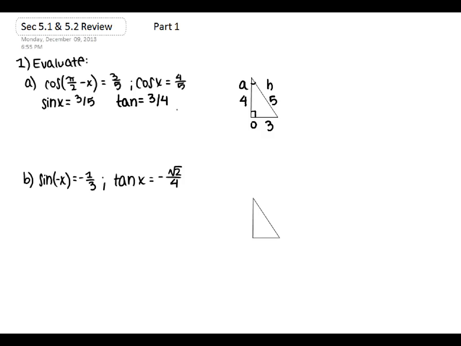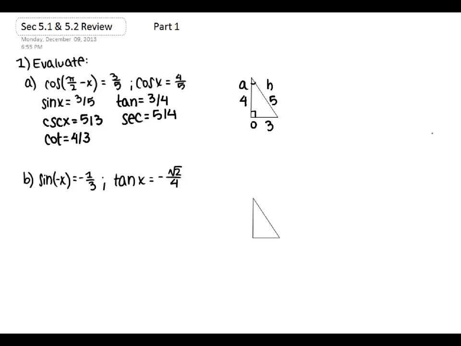And now we're not done just yet, because we have to do the reciprocal trig functions, so cosecant, secant, and cotangent, and we just flip them. So cosecant will be 5/3, secant will be 5/4, right? And then the last one is the cotangent, which will be 4/3. And this one, we're pretty much done now.